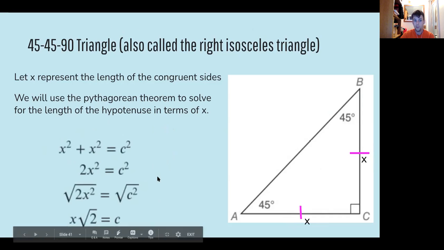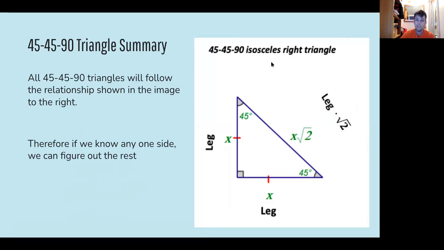Here's the work shown out again in nice math type. In summary, the legs are x, and the hypotenuse is the leg times root 2, or x times root 2.